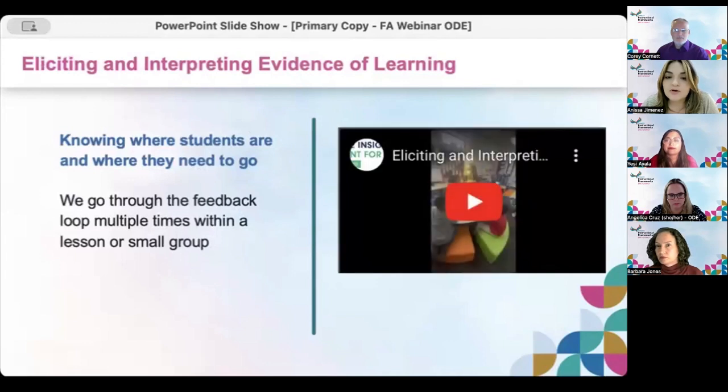Okay, so thinking about eliciting and interpreting evidence of learning. In this clip we're going to watch, it's important to note that I'm going into this small group already having gathered some assessment data on my students, since this is a literacy, reading small group, and groups are made by similar levels of ability. So I have planned this group based on that information, and they are engaging in a task that I planned ahead of time that is at their level.